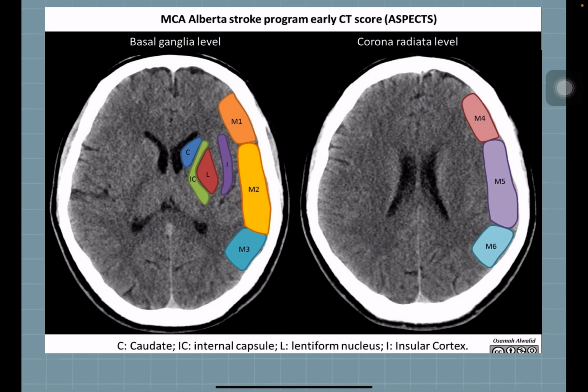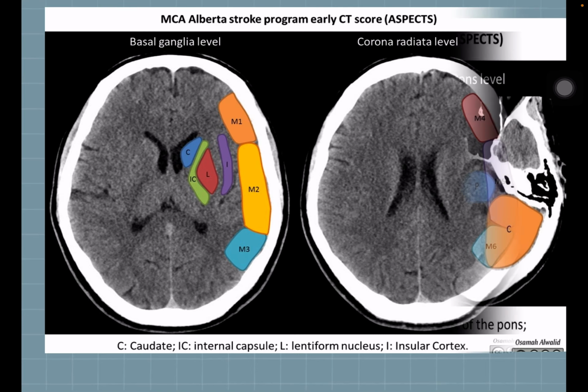Okay, so we have 10 areas. If one area is affected by the ischemic infarct, we will deduct 1 point. So here at the basal ganglia level on non-enhanced CT brain, here is the caudate, internal capsule, lentiform nucleus, insular cortex, and M1, M2, M3 areas. On the next level, a slightly higher axial cut, we have M4, M5, and M6.